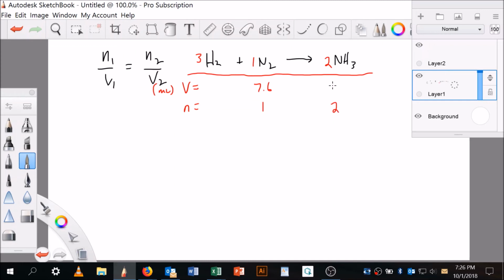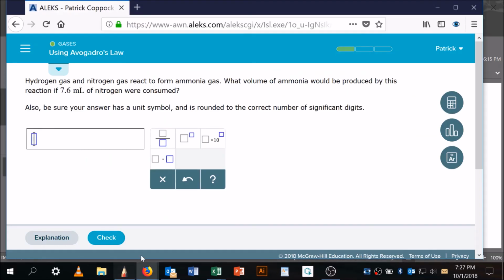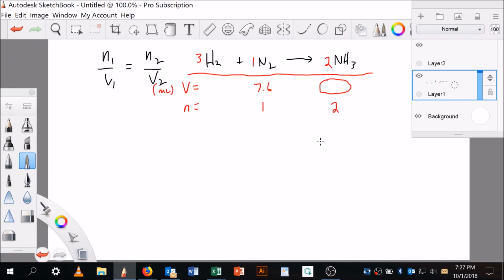This is going to give me 2 moles of that. What volume of ammonia are we going to produce? Okay, make sure I read it right. 7.6 mL of nitrogen. Pretty sure I got the equation balanced right. We're looking for a final volume, so I'm going to say V1 over N1 is equal to V2 over N2. So V2 is equal to N2 V1 over N1, which is equal to N2 is here, 2, and N1 is here, 1. V1 is here, 7.6.